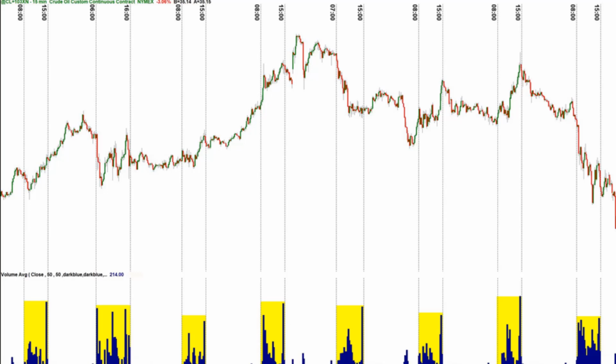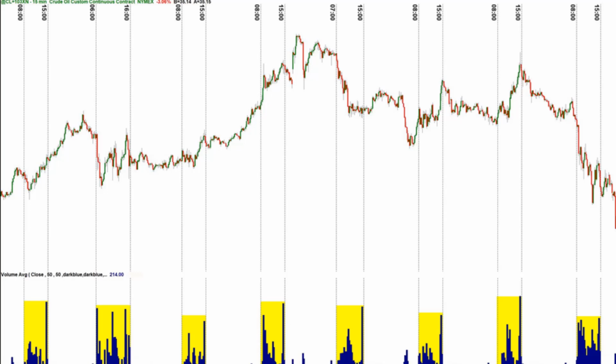Now, this is all standard Eastern time that you see here. Make sure your chart setting is set to exchange time. So starting right about 8 AM is where we really start to see the volume pick up in the crude oil market. That's when we start to see the liquidity come in. Alright, that's good to know.